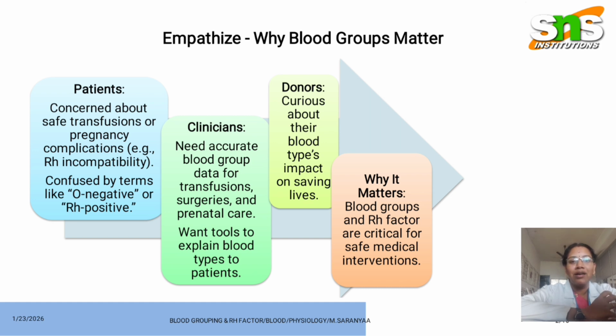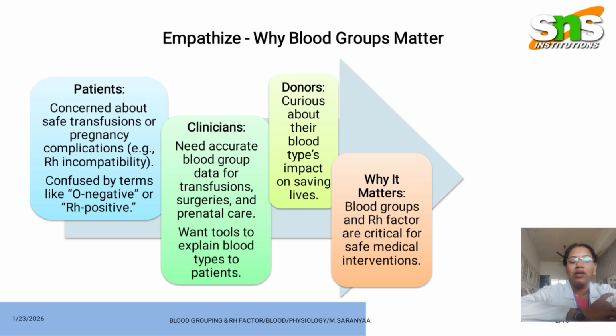So what is then empathizing? I am now empathizing with the clinicians. What they look for is accurate blood group data for proper transfusion, surgeries, practical care of the patient, and the prenatal care of a mother and the baby. They also want to know the procedure of blood grouping, which helps them calculate the amount of blood. What the donor wants is to give blood to others and save others' lives. That matters. And as a person, everyone has to know the importance of blood donation.